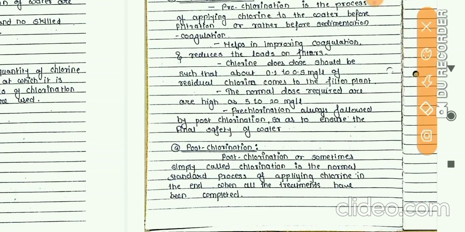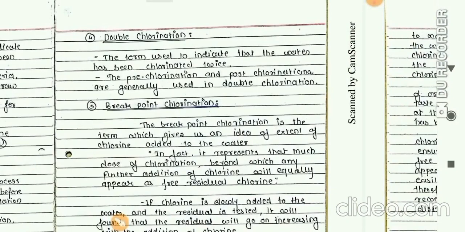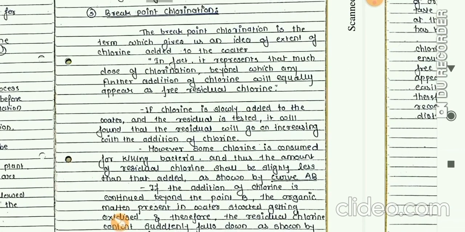Post-chlorination means after pre-chlorination we have to go for post-chlorination. It is simply called chlorination, meaning adding the chlorine in the water so that all the bacteria will get killed. So next is double chlorination. Double chlorination means using the chlorination twice. Pre-chlorination and post-chlorination, these are the chlorination twice, so it is said to be double chlorination. Then next, very important, is breakpoint chlorination.